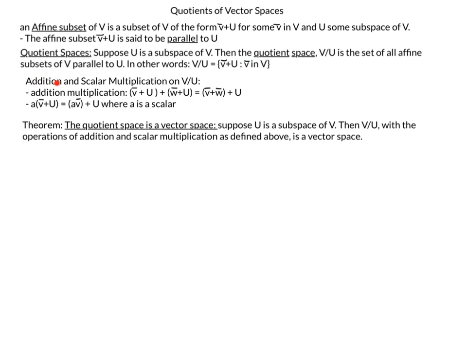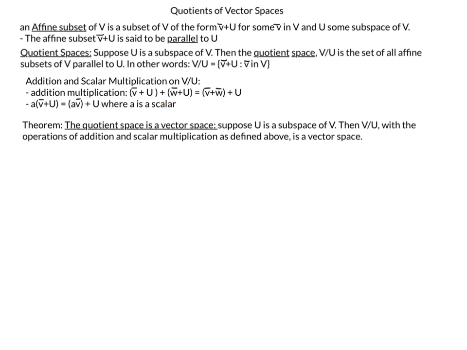We can define the addition and scalar multiplication on the quotient spaces. So if we have V plus U and we add that to W plus U, then we can add our V plus W and then add that to U, and that'll be our addition. For scalar multiplication, a scalar A times V plus U is equal to the scalar A times V, plus U.